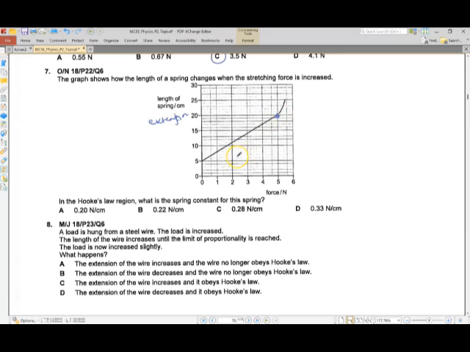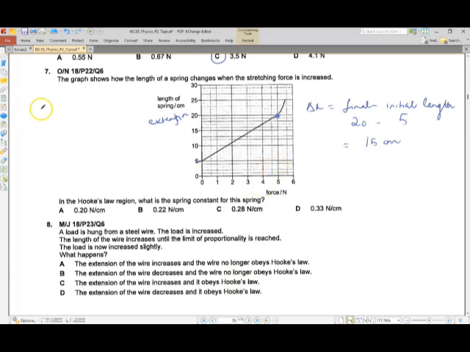We can also see in the graph that the length starts from 5 centimeters. So that is the length of the spring without any load being applied. So the extension would be calculated as the final length minus the initial length. The final we saw is 20 and the initial we saw is 5, so this is going to give us an extension of 15 centimeters.